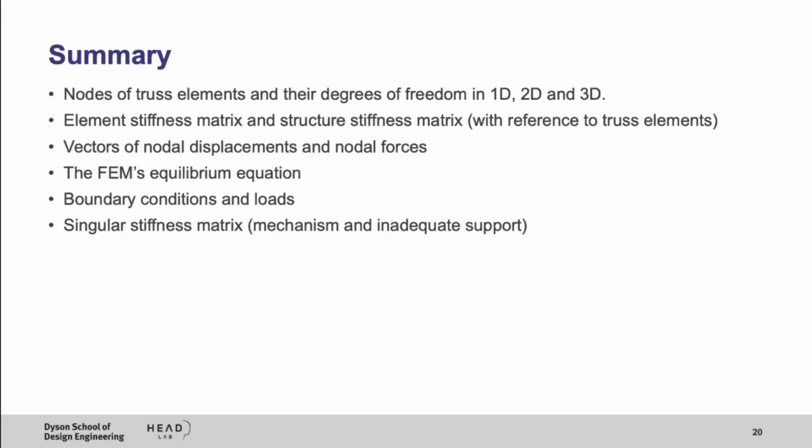We learned what the boundary conditions and loads are that can be applied on truss structures. And finally, and very importantly, we learned something that is called the singular stiffness matrix, which is an error that we can get when we are doing our simulations. And this can be caused by two problems. One, that our structure is a mechanism, and second, that we have not applied adequate support to our structure. In both cases, our structure is not in static equilibrium, and therefore will move forever, and the solver cannot solve this problem.